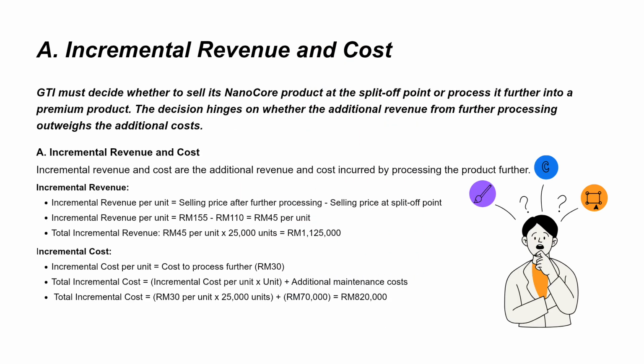Incremental revenue. The additional revenue from further processing is 45 ringgit per unit. For the annual volume of 25,000 units, the total incremental revenue is 1,125,000. Incremental cost. The additional cost to process further is 30 ringgit per unit, plus an additional 70,000 ringgit in annual maintenance costs. The total incremental cost is 820,000.